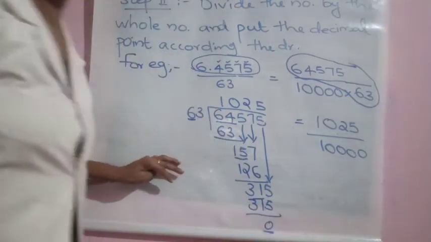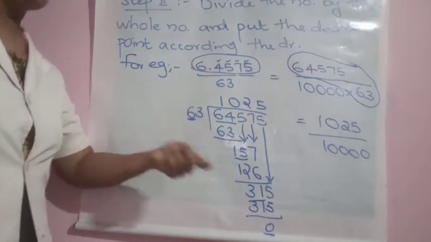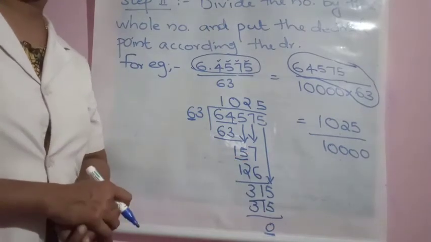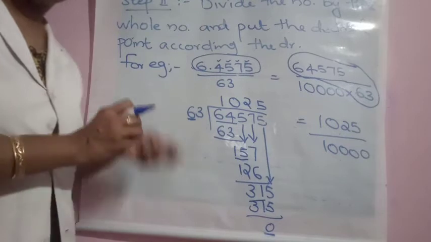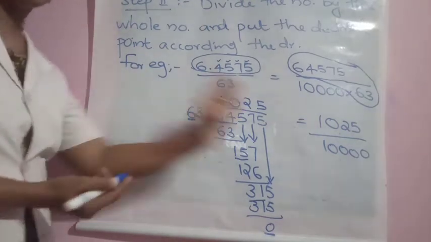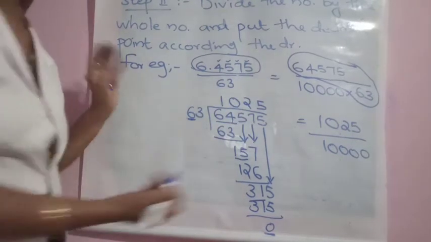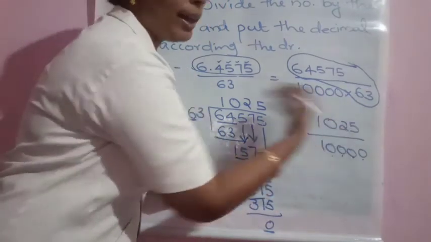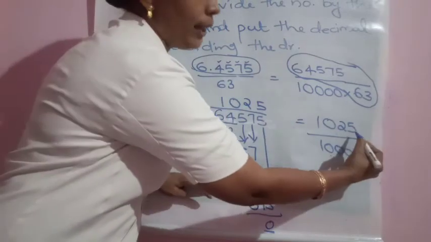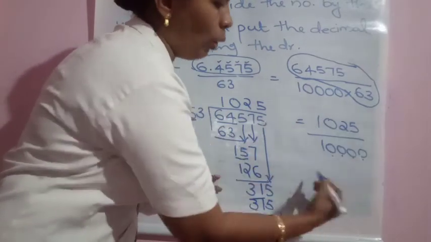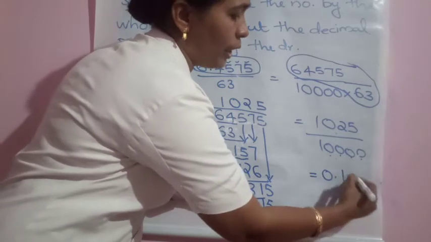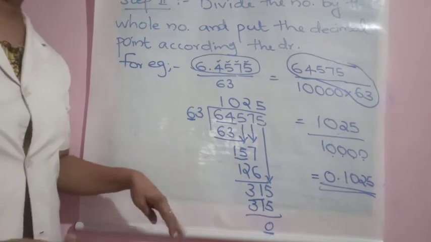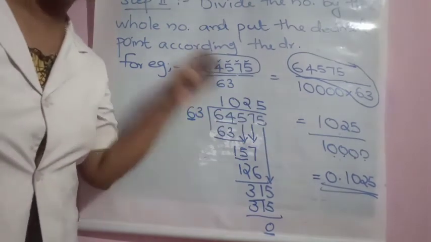10,000 is remaining in our hand. Now case 1: a number divided by 10, 100, 1000, etc. What do we have to do? We have to place the decimal point, moving to the left side. So how many zeros are there? 1, 2, 3, 4 zeros are there. So you start counting to the left side: 1, 2, 3, 4. And our answer is 0.1025. This is the method given in your textbook.